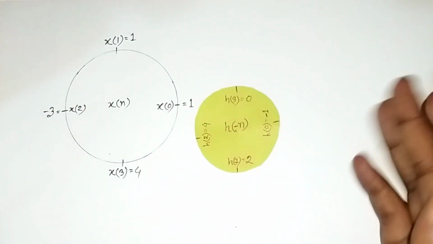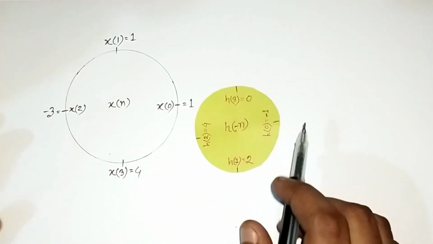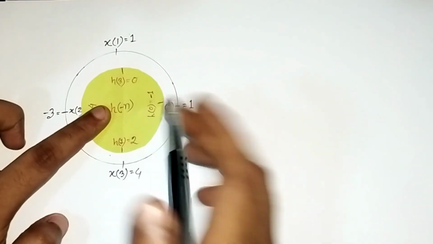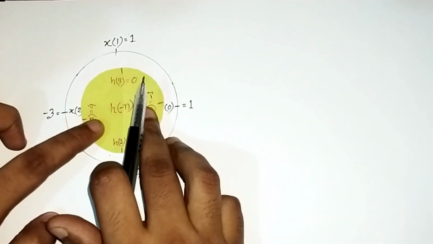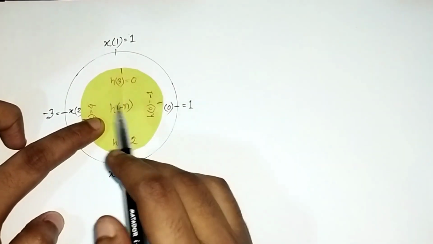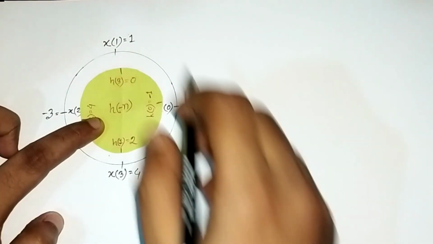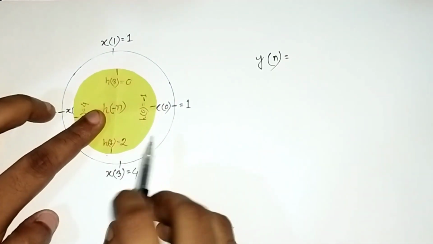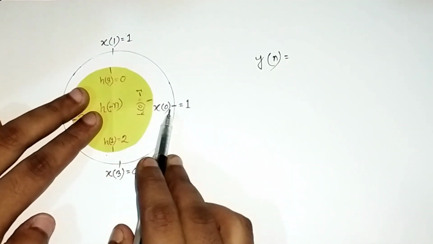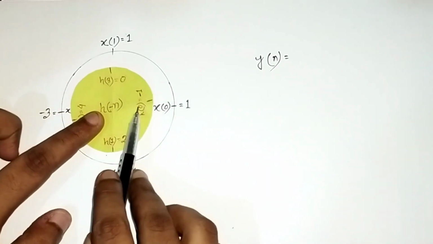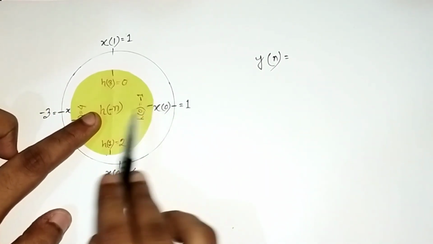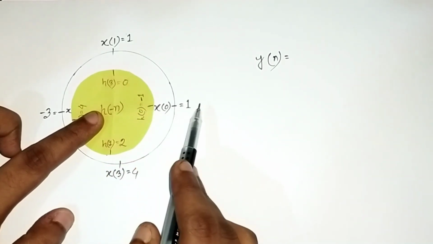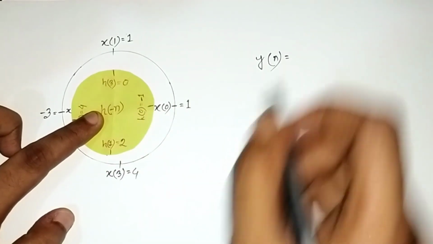Of course, in your exam hall you won't cut your papers like this. You have to draw concentric circles where the inner circle will be h of negative n, that represents the folded version of our impulse sequence h of n, and the outer circle will represent the x of n. We have to align h of 0 and x of 0, then multiply them and add them together. For example, h of 0 is negative 1 and x of 0 is 1.